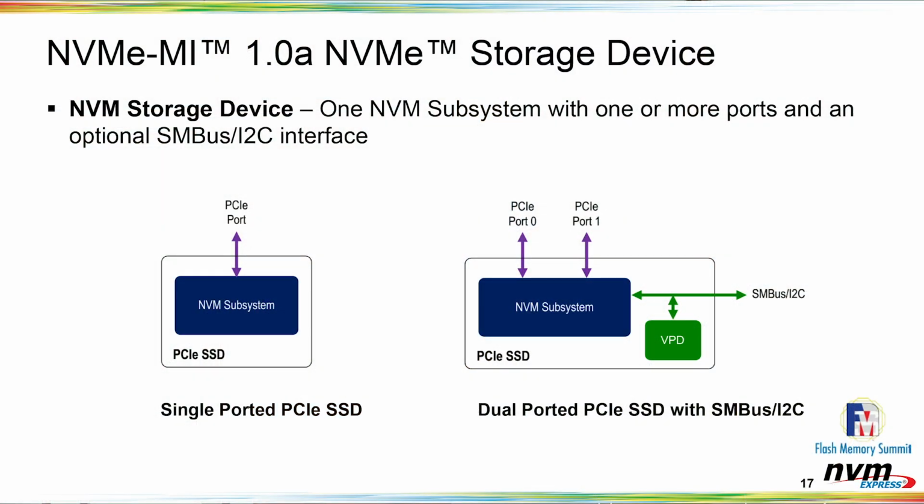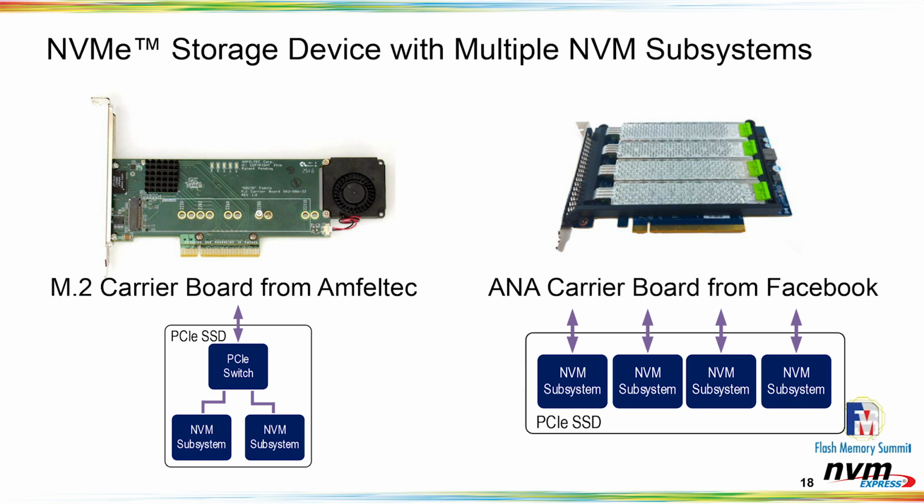If we look back, Austin already had this, so I'm not going to go into detail on this slide, but this is what 1.0a storage devices used to look like. Then along came all these new devices that people are building, and so we have to play catch up. On the left side, you see the M.2 carrier board that has two M.2s plugged in with a switch. On the right side, you see a Facebook example with 4 M.2 drives in an add-in card form factor. Those use bifurcation. They don't have a PCIe switch.